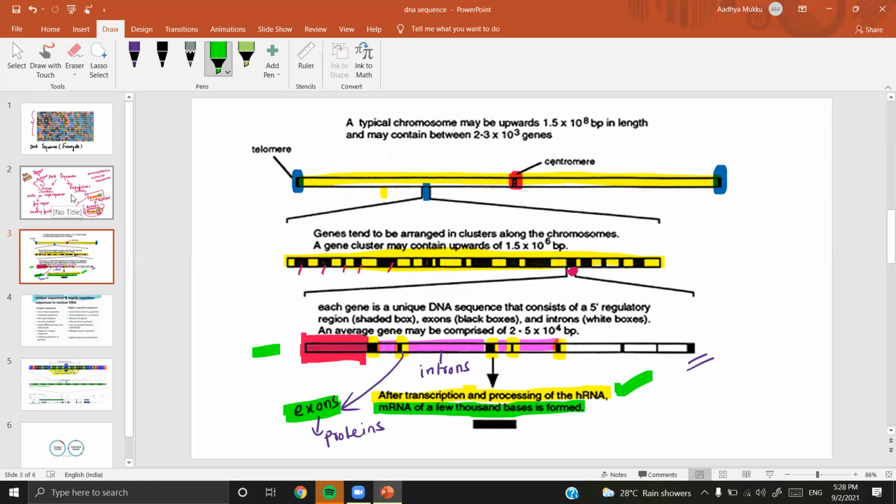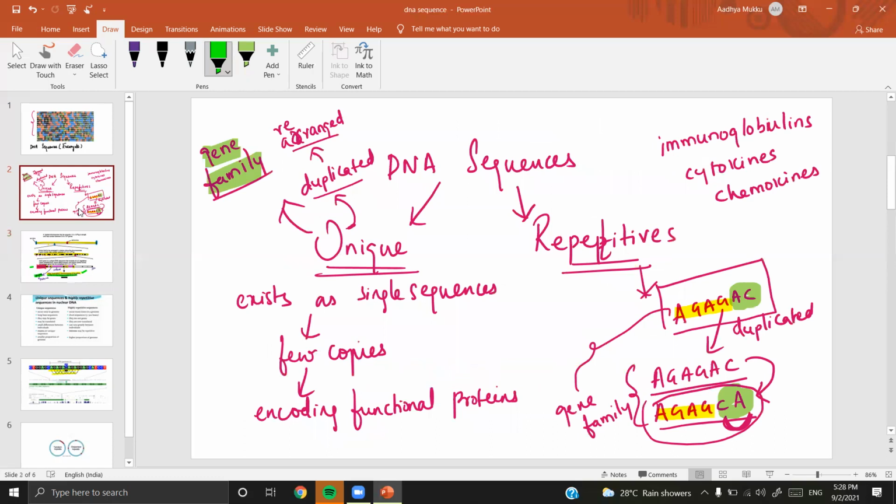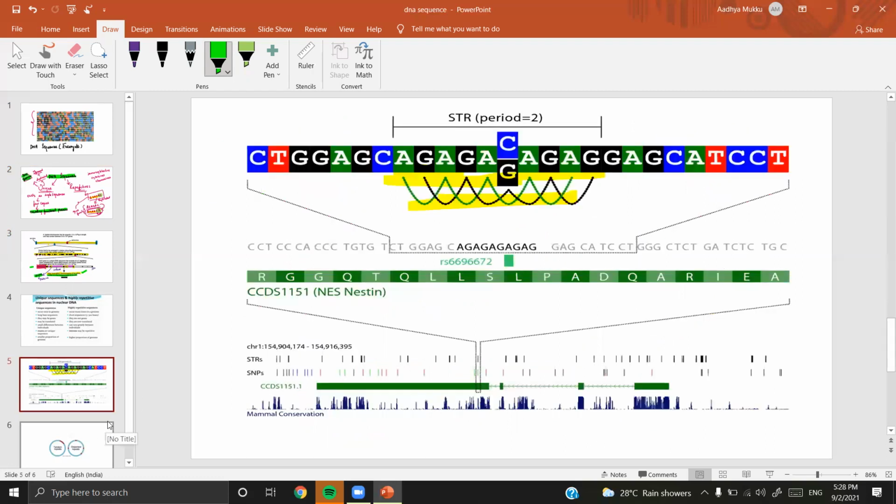Okay, so I was talking about the DNA sequences today, and I spoke about the unique DNA sequences which were encoding for the functional proteins. Sometimes you may even have gene families also. Okay, that we have seen. Now coming on to repetitive DNA, children. What is repetitive DNA? I have already told you that these particular sequences are going to repeat.